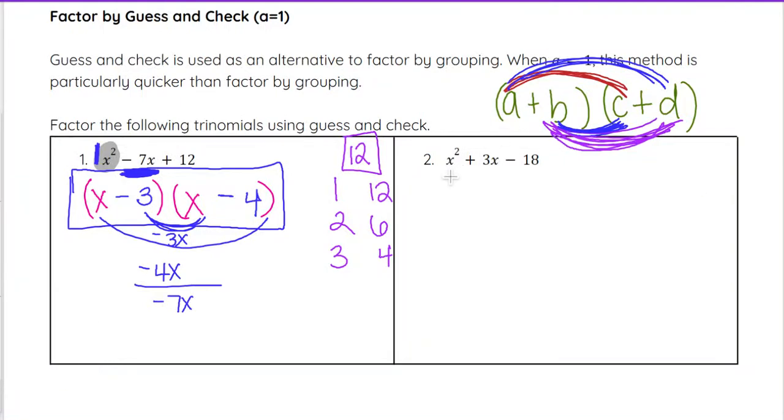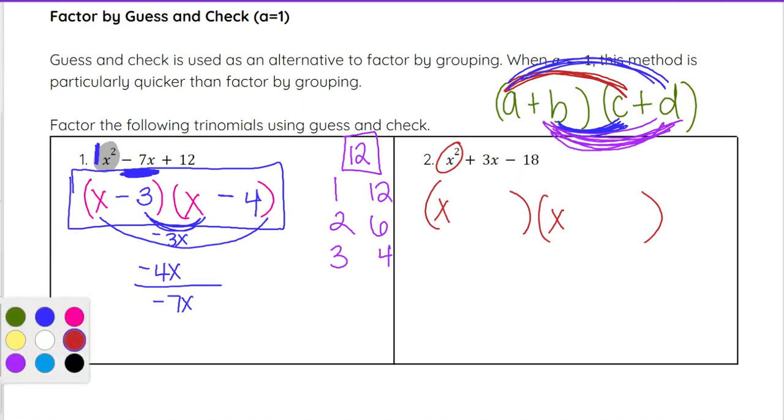Now on number 2, we have x squared plus 3x minus 18. We can really think of it the same way. We can set up those two sets of parentheses, and our x squared is going to tell us what goes at the beginning of each parenthesis. So that's going to be x times x gets us back to x squared.